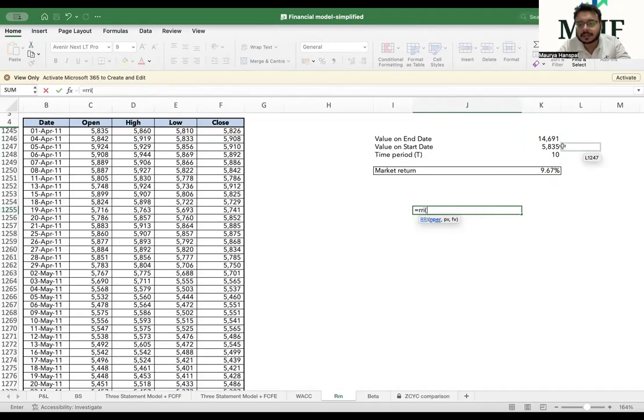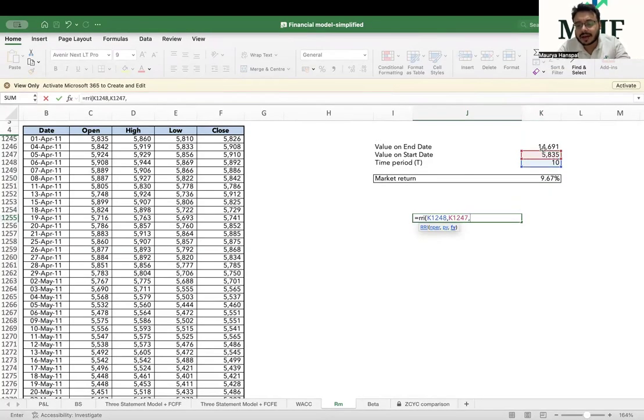I'm trying to calculate the CAGR for 10 years. The present value is 5834, the current value, and the future value is 14691. Again, it shall give me the same number. So again, I can simply use the RRI function in Excel to calculate the CAGR instead of using the whole full-fledged formula. Right?